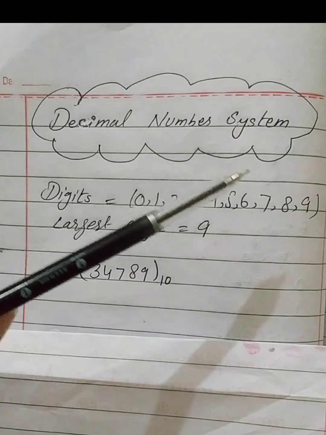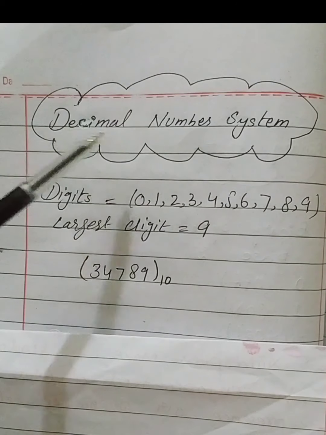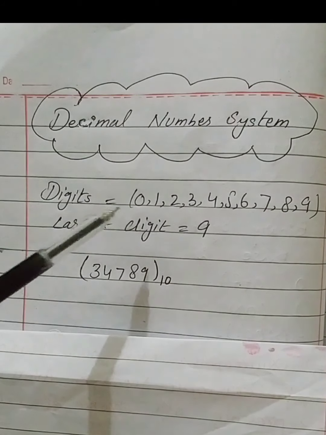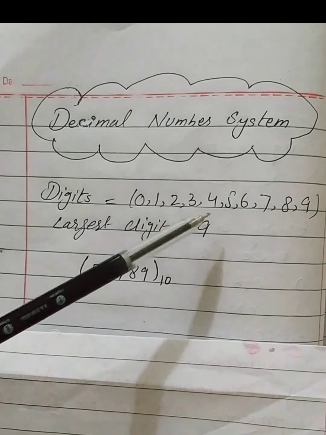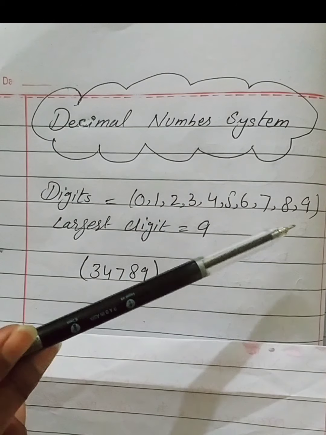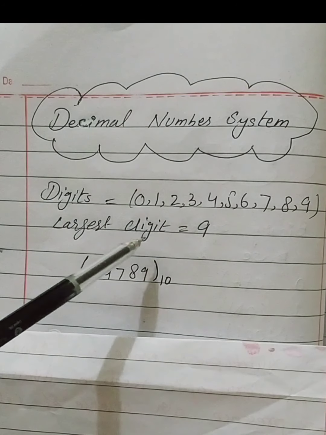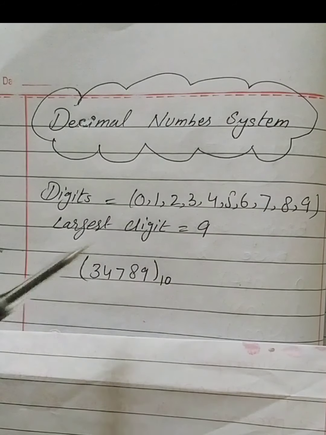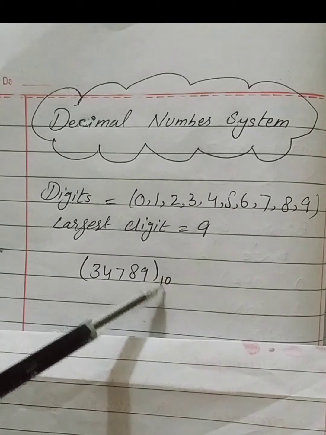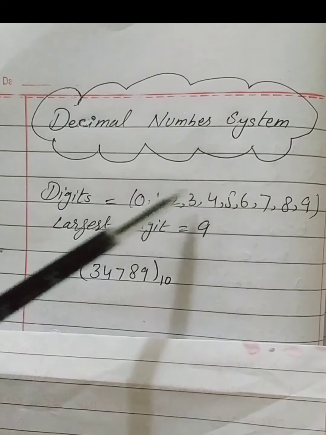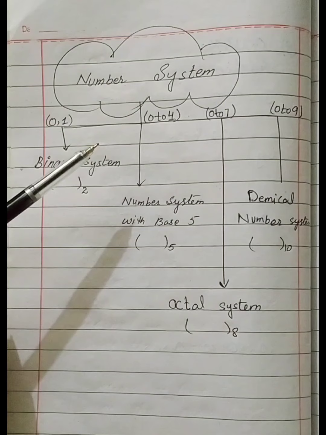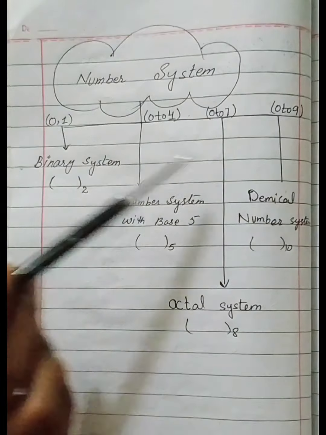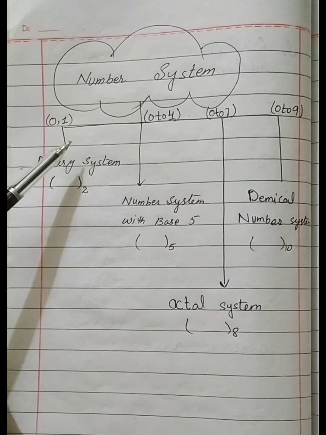And the next is decimal number system. Deci means 10. It means the number system which has 10 digits. The digits are 0, 1, 2, 3, 4, 5, 6, 7, 8 and 9. The largest digit is 9 and the base is 10. So when we write base 10 number system, we use all these digits. So the number system consists of 4 types of system.